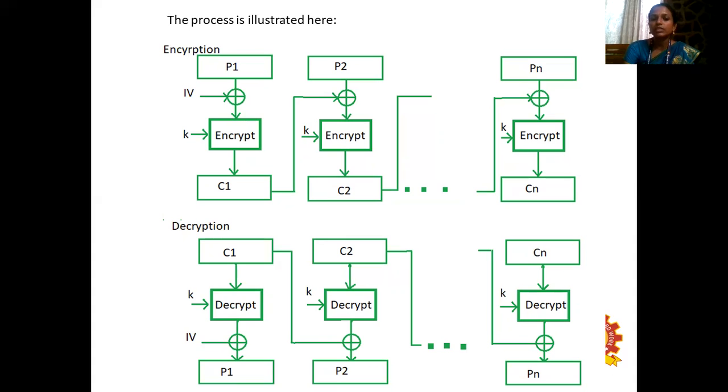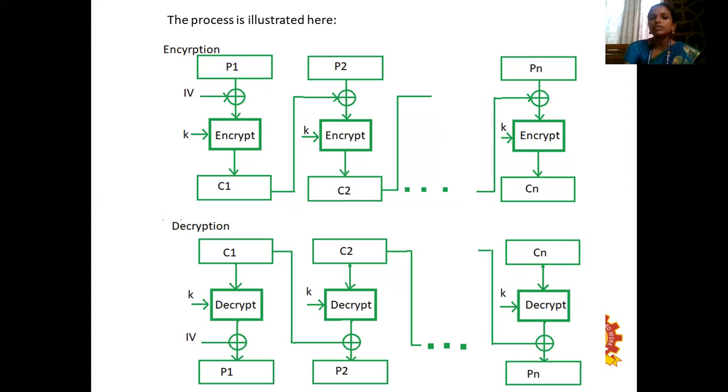The output ciphertext is given as the input of the next XOR. For the first plain text P1, the XOR takes two inputs: the plain text and the initialization vector. The output is encrypted with the help of the key and produces the ciphertext C1. So IV is the initialization vector, that means the initial value.